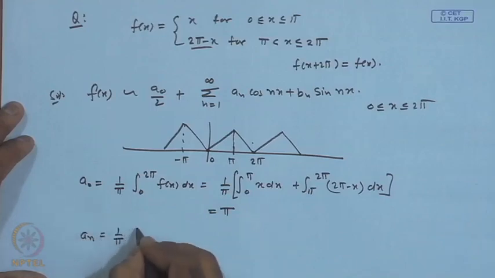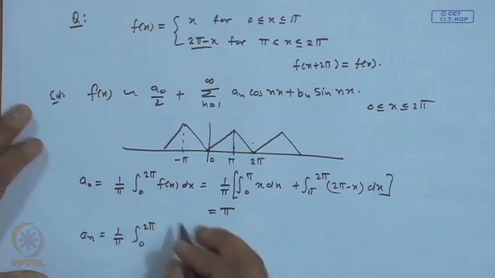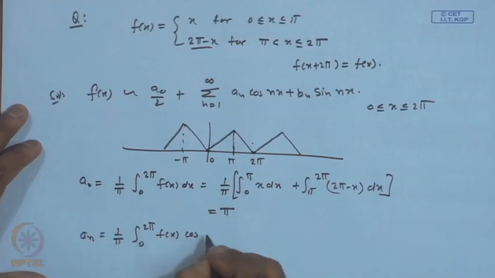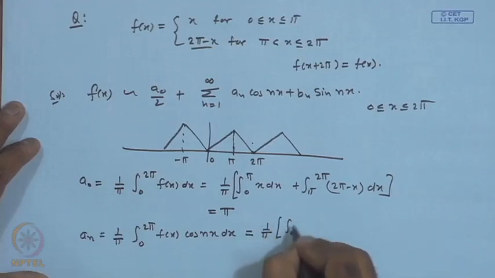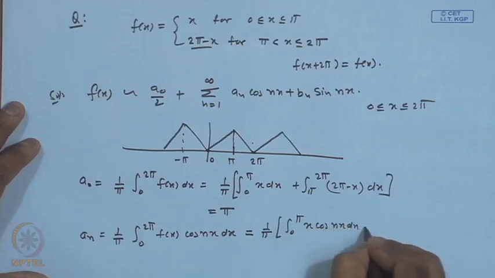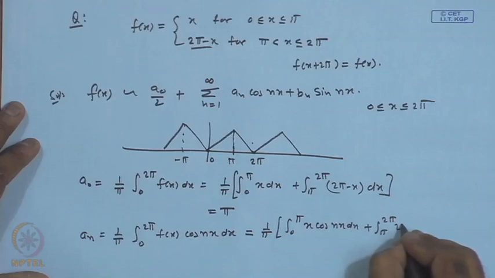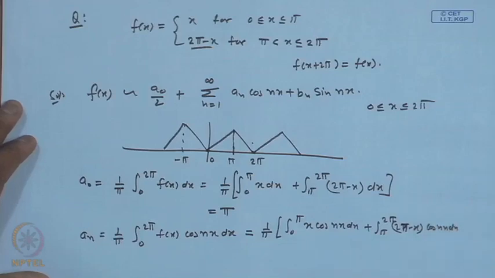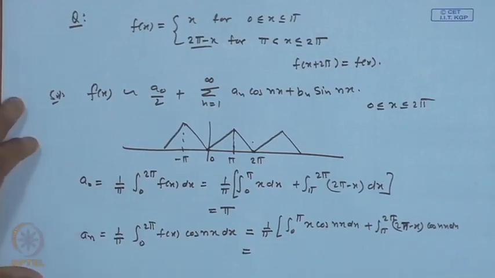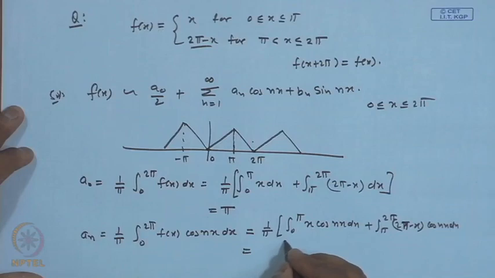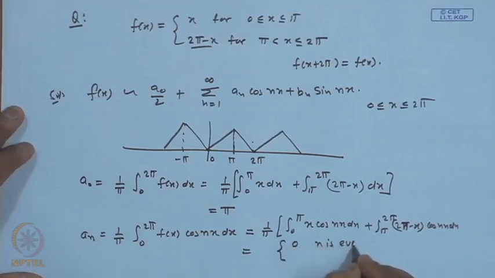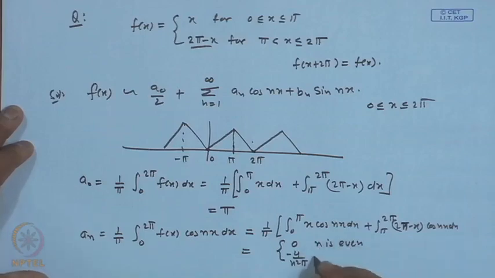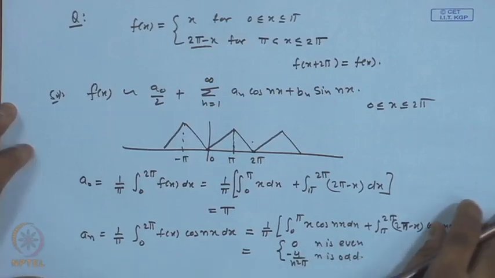A n is 1 over pi, integral 0 to 2 pi f x cos n x dx, and again we can break into the two intervals: 0 to pi x cos n x dx plus pi to 2 pi 2 pi minus x cos n x dx. And again I will skip these simple calculations, and we will get 0 when n is even, and we will get minus 4 over n square pi when n is odd. So, a n we have calculated.